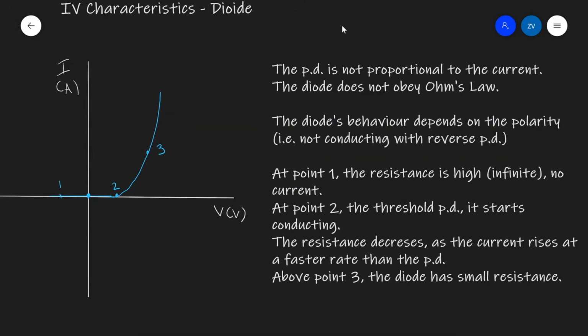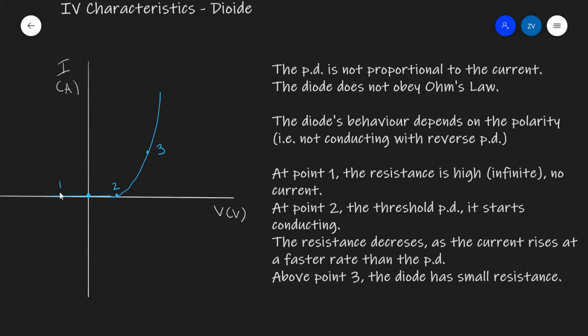And next, let's have a look at the IV characteristics of the diode. First off, notice that they look very, very different compared to all the previous IV characteristics that we've looked at. The PD is once again not proportional to the current, which means that the diode does not obey Ohm's law. However, this time the diode's behavior depends on the polarity. In fact, you're going to notice that there's no current when the PD is reversed. So this means that the diode will only be working if it's connected positive to negative.